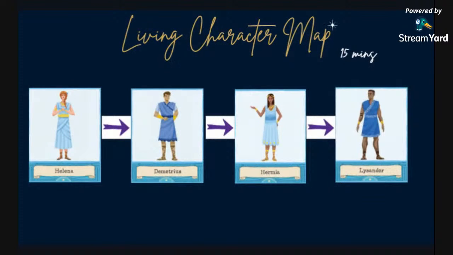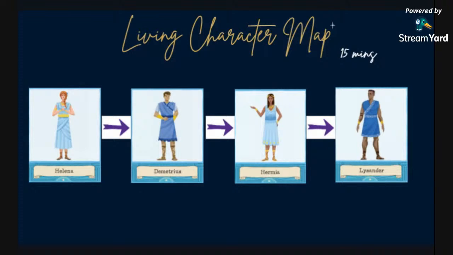Next, they move on to living character map for 15 minutes. For this component, students return to their seats, leaving one representative from each group standing at the front with his or her group's character card. Arrow and flower cards are distributed to additional students.